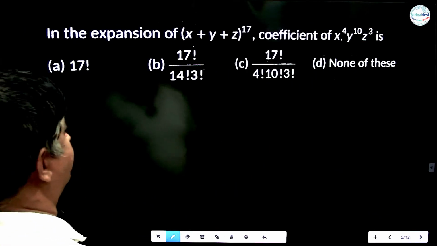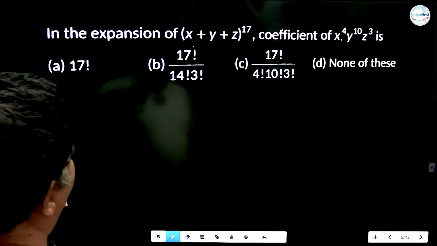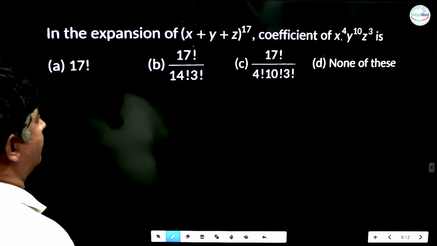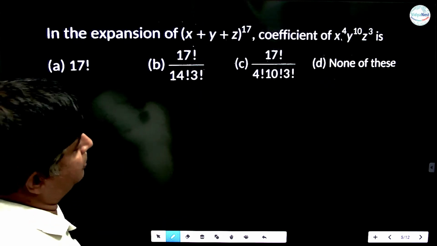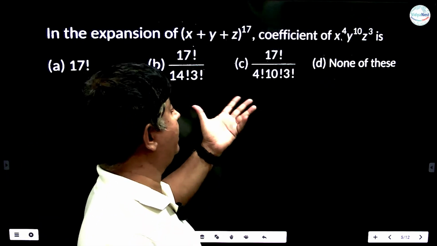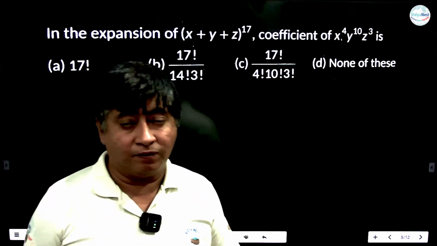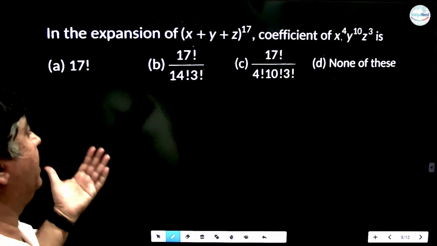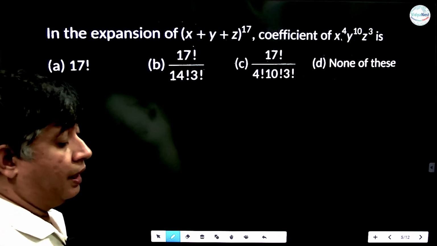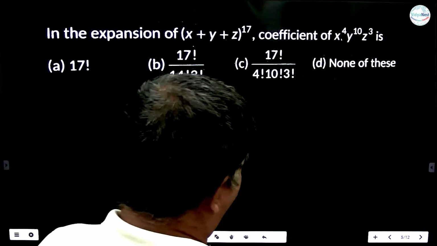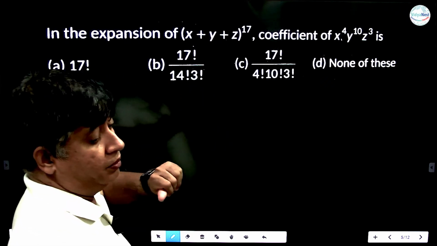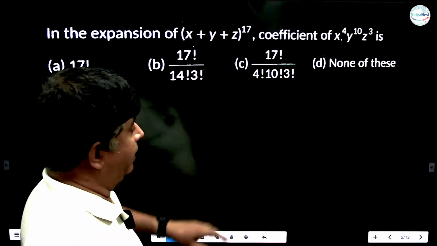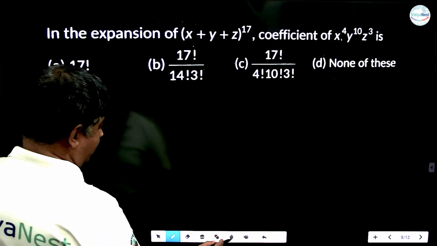See this sum. This is a binomial expansion. Multinomial or trinomial you can use. You are told to find the coefficient of x to the power 4, y to the power 10, z to the power 3. Okay. Frequently students face this sum in the JEE exam. I'm just reminding you the basics of finding the coefficient in this type of expansion.